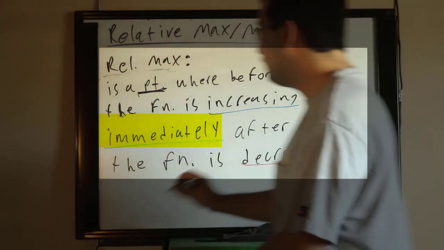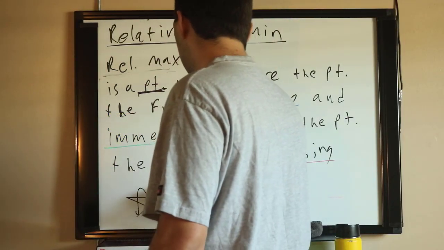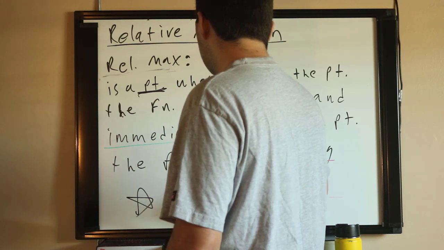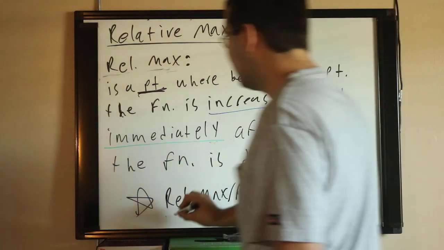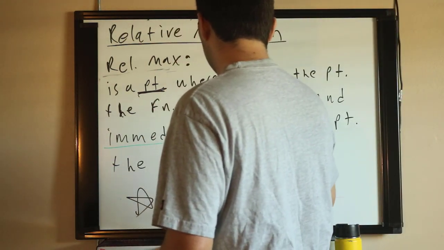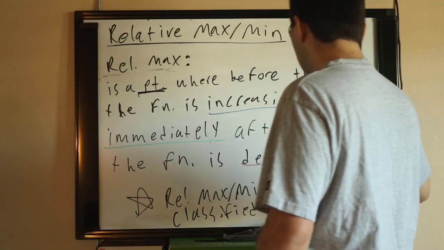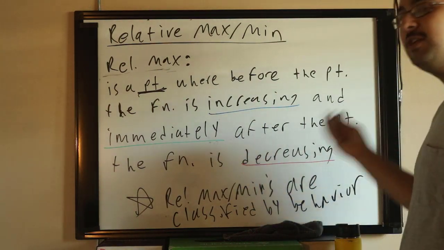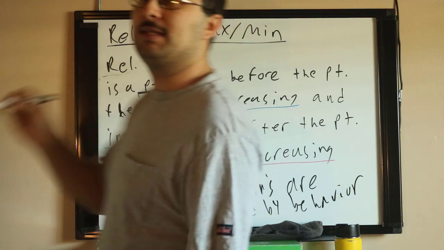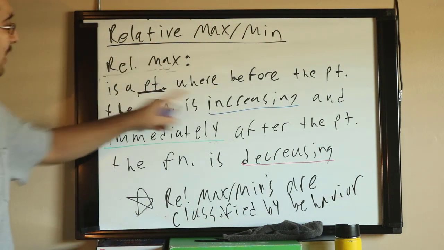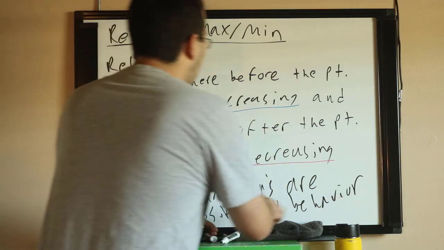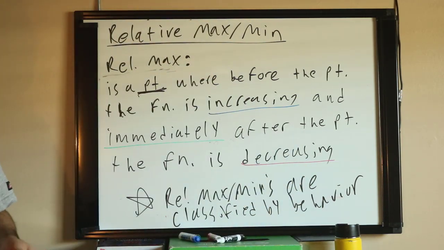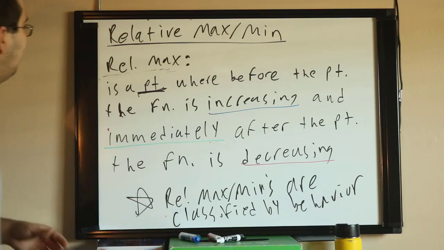Alright, so what's important to note is that relative max and mins are classified by behavior. It's all about the behavior of the graph that gives us these relative max and mins. So for the maximums, it is an increase immediately followed by a decrease. Alright? So I'm sure you can all guess already what the relative minimum definition is. So here's your chance to pause and copy the definition.